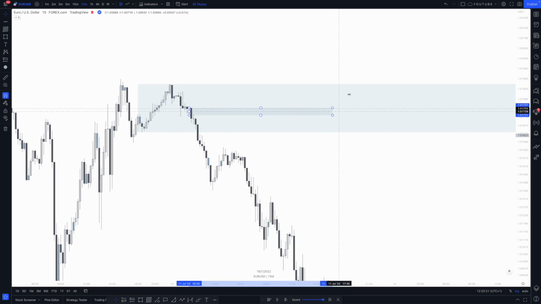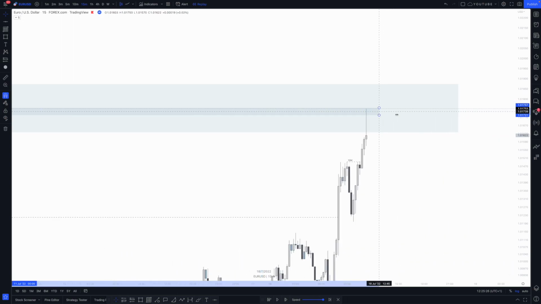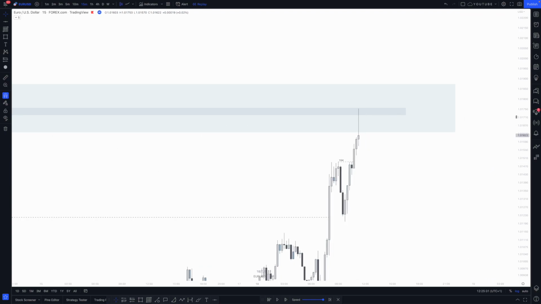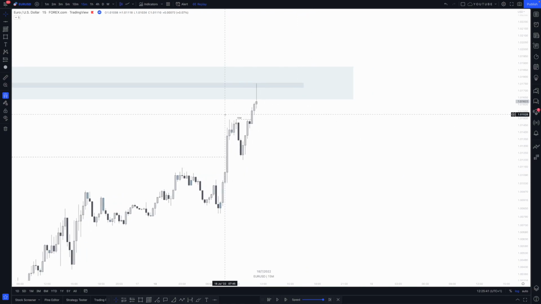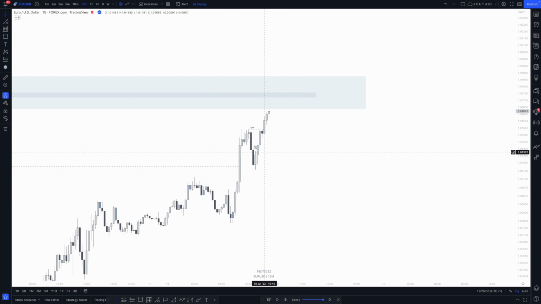So we've got this supply zone right here, and then I bring it over and you will see that we've tapped into it. So now I would be happy to look for my entry model on the 1 minute from this zone. Overall, as you know, we are bearish on the daily, bullish on the 4 hour, and bullish now on the 15 minute. But we've broken structure on the 15 minute, so we could see a pullback into the EQ range of the 15 minute. So we could get a pullback into here before continuing.